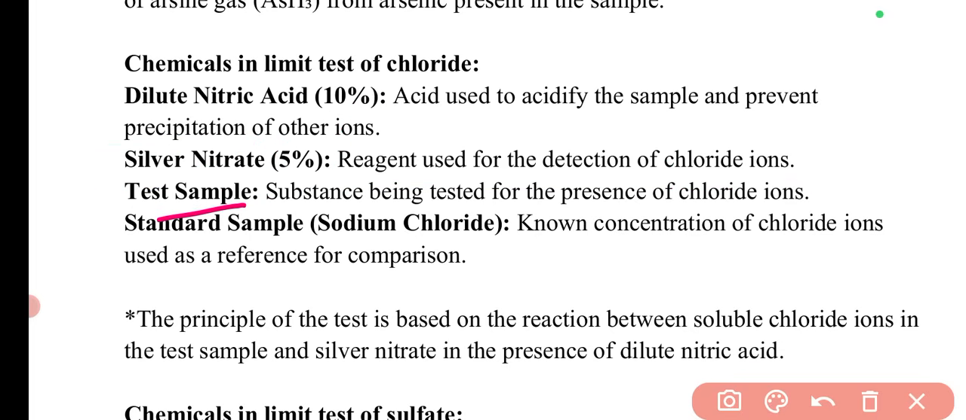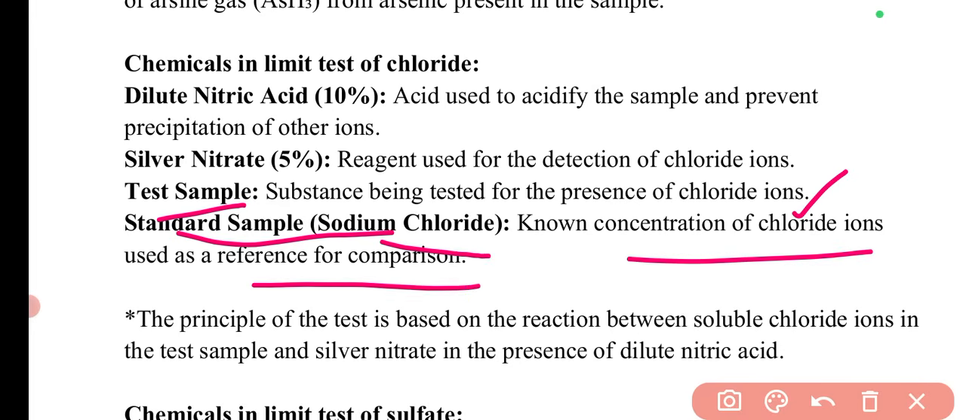Then there will be a test sample, meaning the substance in which we need to check the presence of chloride ions. Then there will be a standard sample in which we have the known concentration of chloride ions, which is used as a reference for comparison.